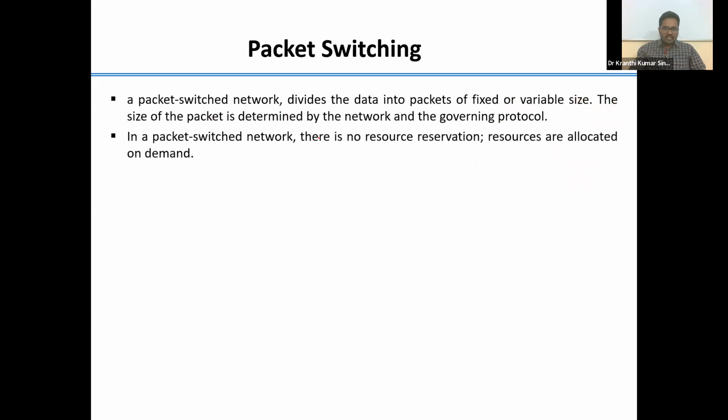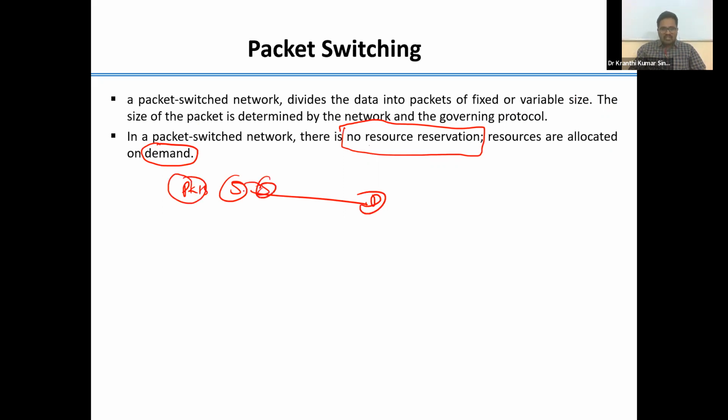In a packet switching network, there is no resource reservation. Very important point: there is no resource reservation before the transmission of data. Resources are allocated on demand, if necessary. On demand means the source and destination. If the source is ready with packets, then only it requests a switch connection. If all packets are transmitted, then the switch is disabled and assigned to another sender.